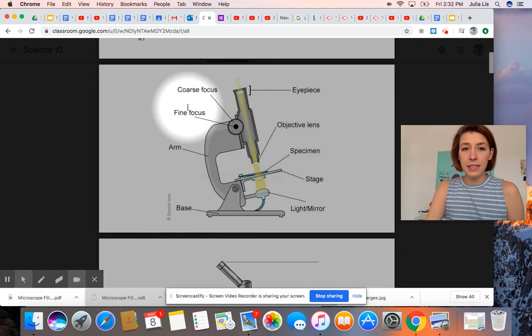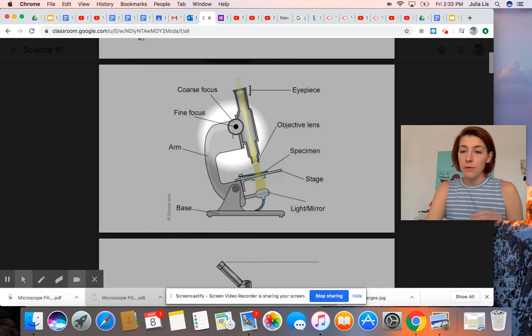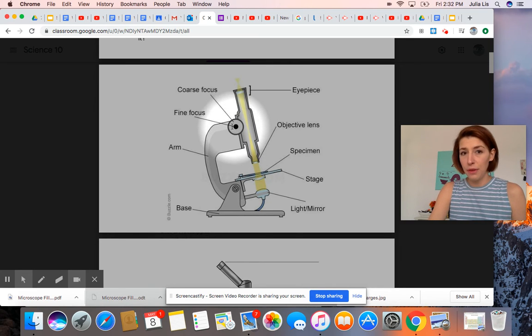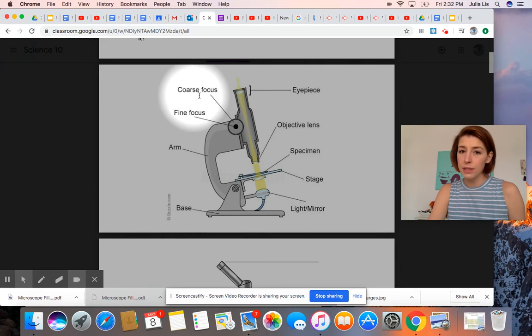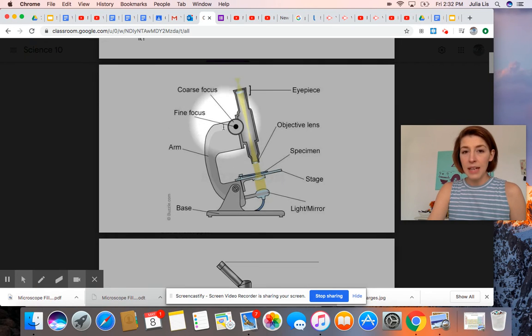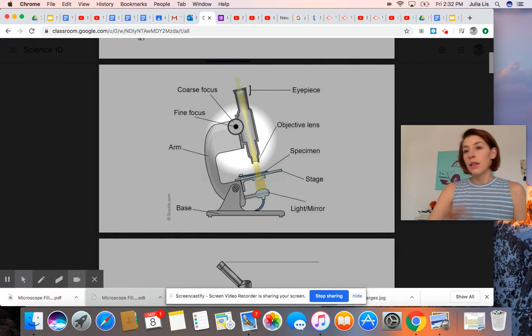Then there are these knobs. And so there are two knobs for every compound microscope. The first one is called a coarse adjustment knob, and it's going to be the big one. The coarse adjustment knob, this is the knob that changes whether the stage goes up or down. The coarse adjustment knob does large, drastic changes.